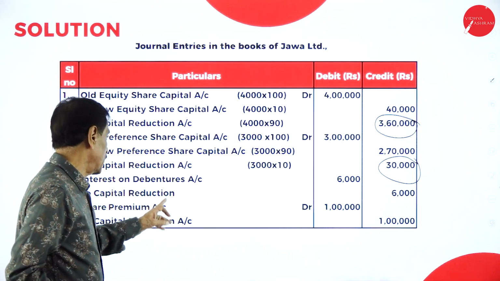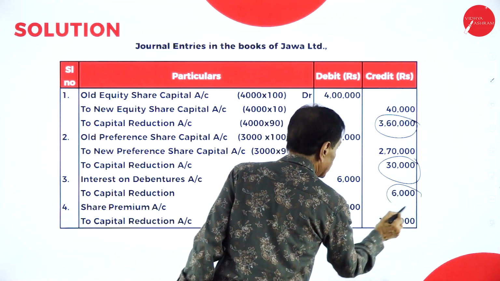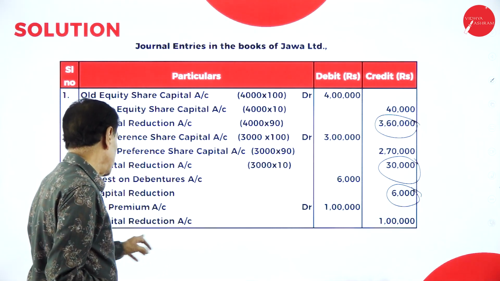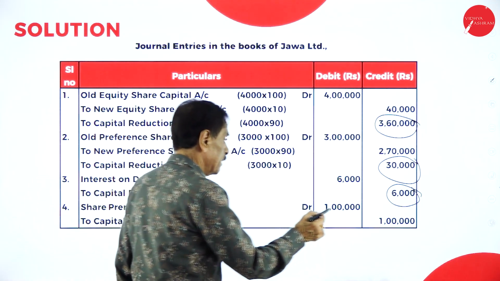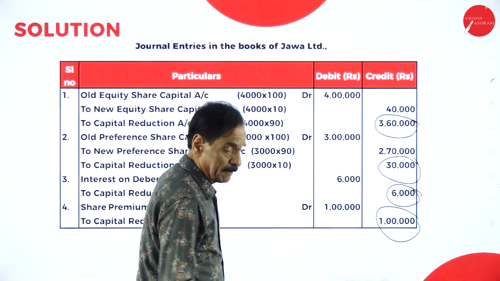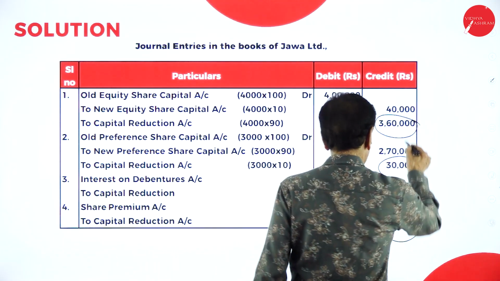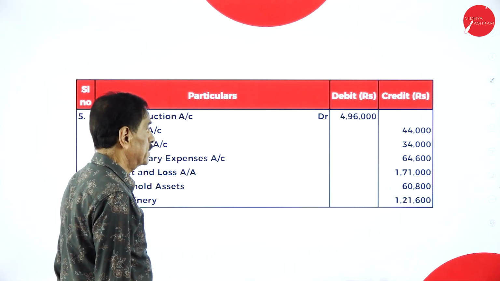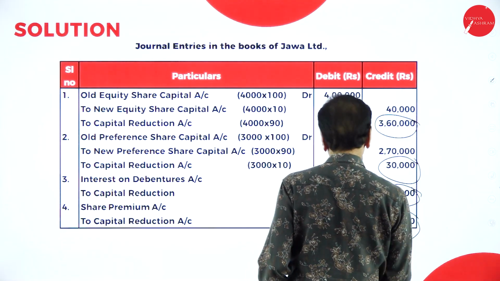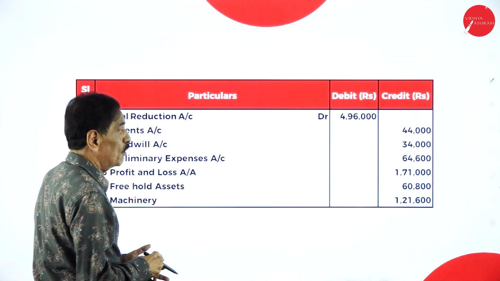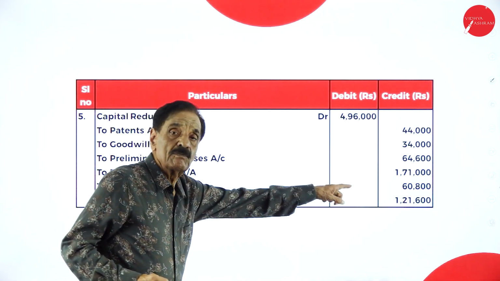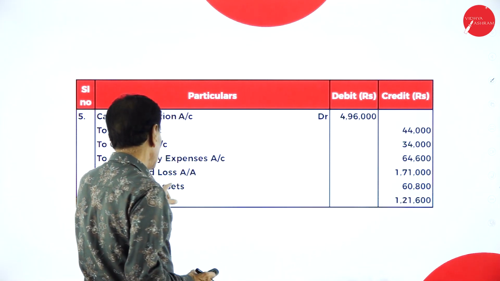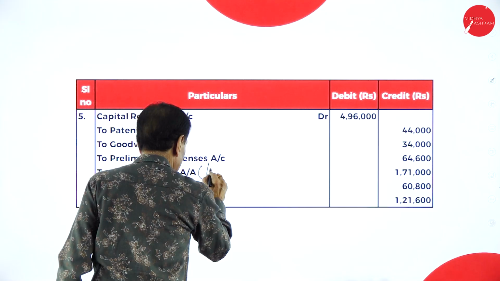Interest on debenture account debit, to capital reduction. The interest is utilized here. Share premium account debit to capital reduction account is income. Your capital reduction amount is raised by 1 lakh. Capital reduction account credit: this is 3,60,000 plus 30,000 plus 6,000 plus 1 lakh, this is 4,96,000. To patents account, which has been removed. To goodwill account, which has been removed. To preliminary expenses, which is on the other side, has been removed. To profit and loss account, which is a loss, has been removed.